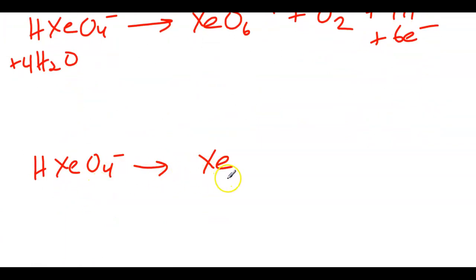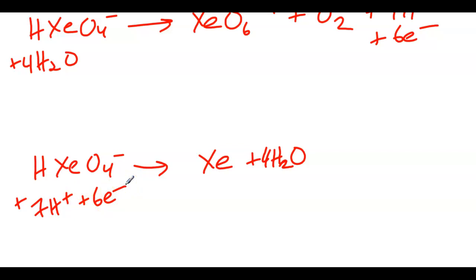So we have 1 xenon, 1 xenon. We have 4 oxygens, which means we need 4 H2O, right? We have 8 hydrogens versus 1, so we need 7 more hydrogens. And then for charge, we have +7 plus -1, so that's +6. So we need 6 electrons on this side in order to balance that out.